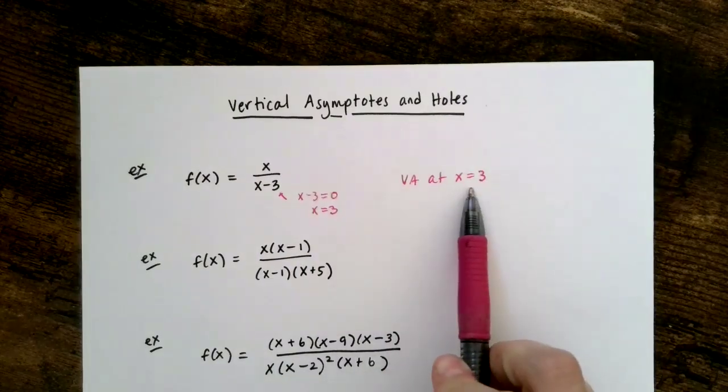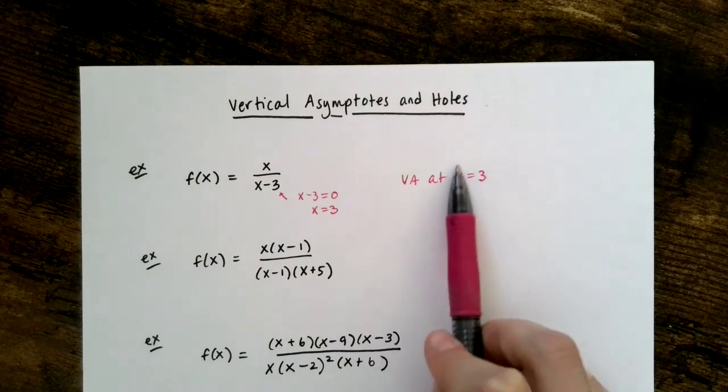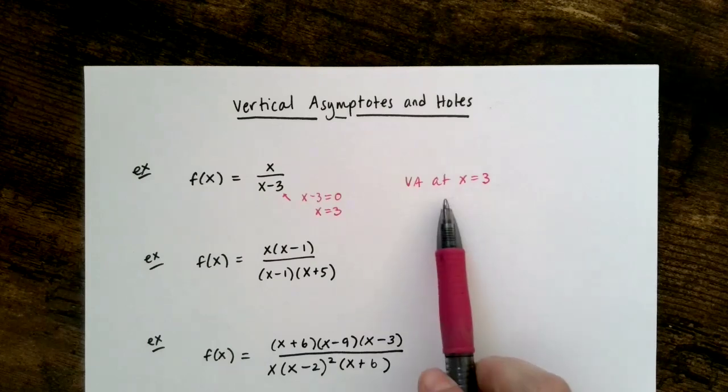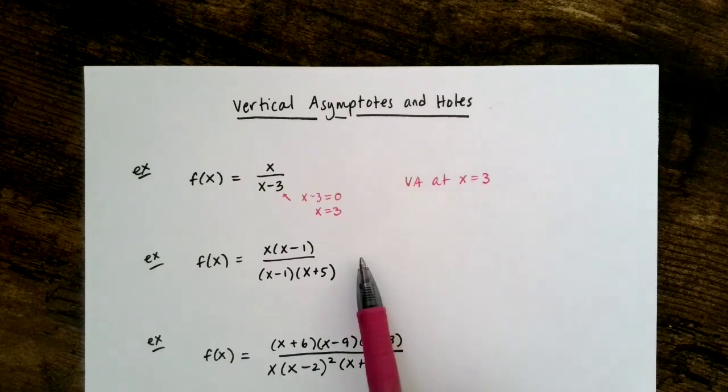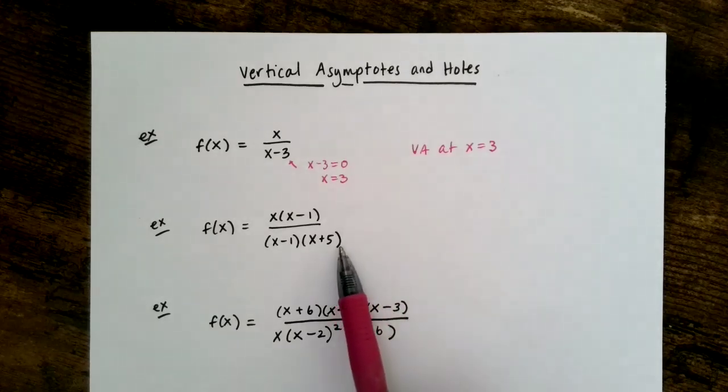I say x equals 3 instead of just the number 3 here, because this is really the equation of a vertical line at x equals 3, not just a particular point, making an asymptote in the graph. Right. In this next example, we can see the difference between a vertical asymptote and a hole in the equation.